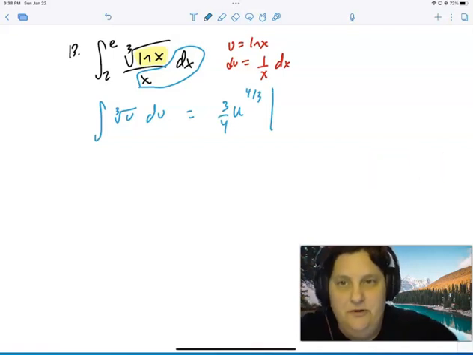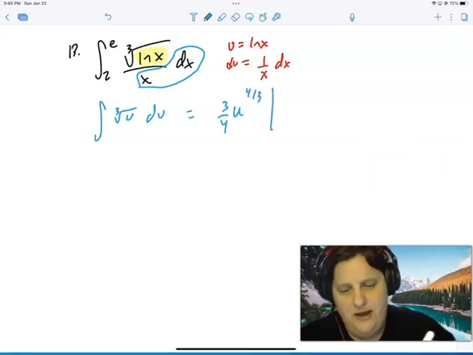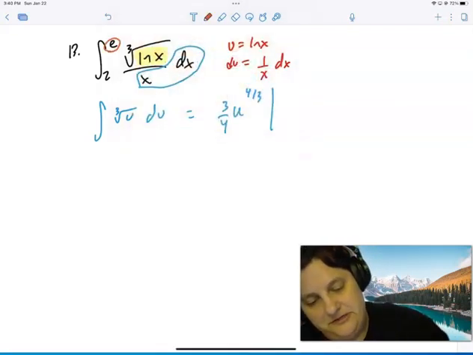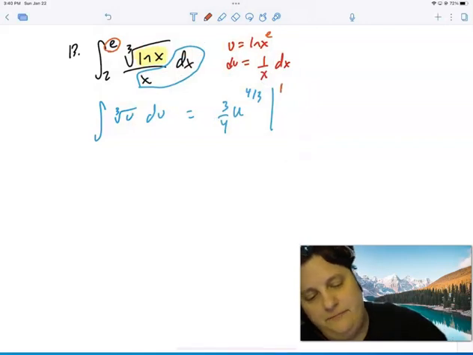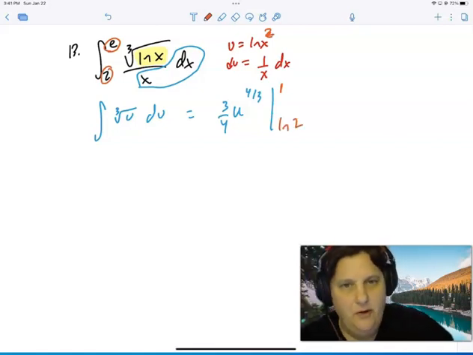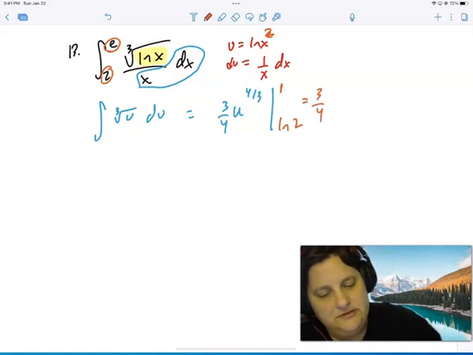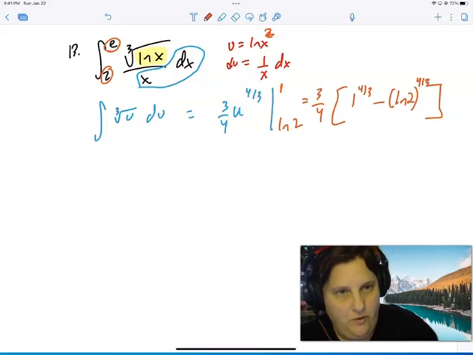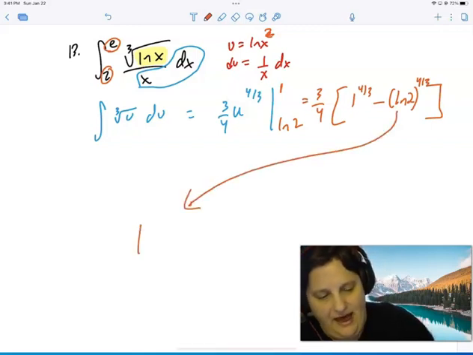And I think I'm going to change endpoints here. Now check this out. I'm going to do e first because it's easy. The ln of e is 1, okay? I'll do 2 next. The ln of 2 is ln 2. It's not like a thing. All right. So when I do this, it's going to be 3/4, and then it's going to be 1 to the 4/3, and then it's going to be ln of 2 to the 4/3, which I want to tell you something really quick. That is different than that.